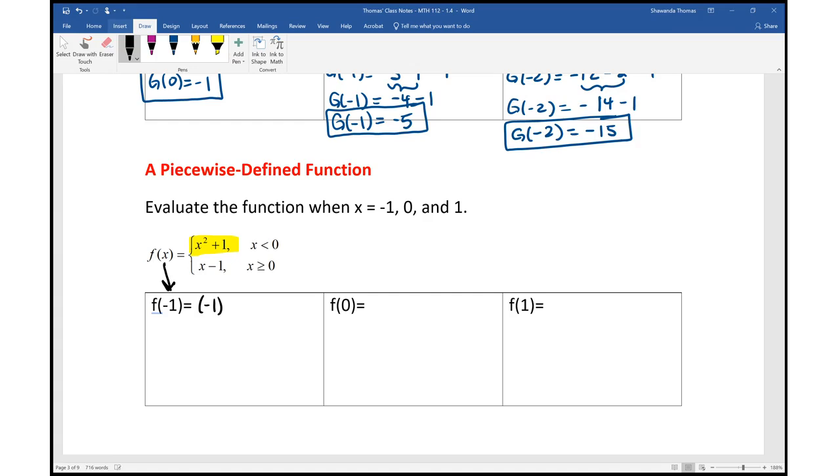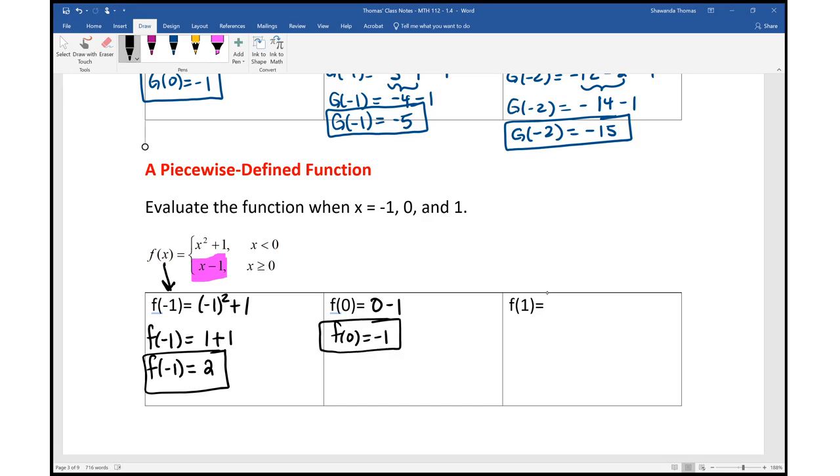So we have negative 1 squared plus 1. F of negative 1 equals positive 1 plus 1. F of negative 1 equals 2. Let's move on to f of 0. We must ask ourselves, is 0 less than 0? Or is 0 greater than or equal to 0? Since 0 is greater than or equal to 0, we're going to plug it into the second piece here, x minus 1. So f of 0 equals 0 minus 1 because we're replacing the x's with 0. F of 0 equals negative 1.